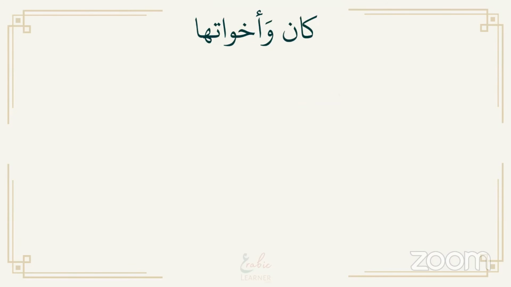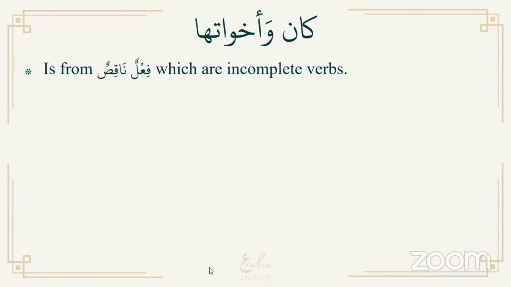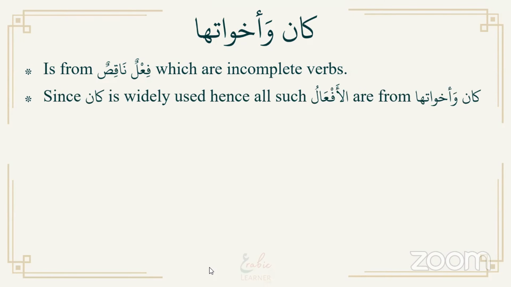Kana wa akhawatuha. It is from the fi'lun naqisun. Fi'lun naqisun means incomplete verbs, defective verbs. Such kinds of fi'l are usually called kana wa akhawatuha, kana and its sisters. Why is it denoted by kana? Because kana is widely used in such cases. Kana is a fi'l.